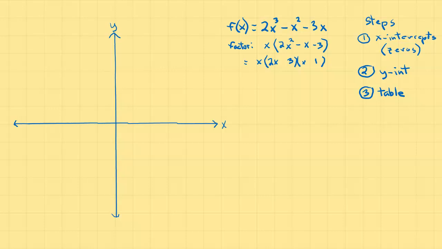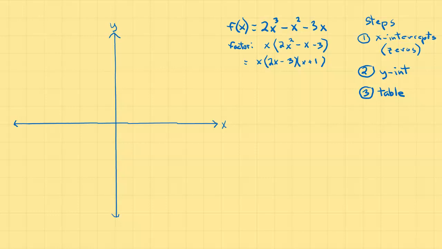So one of these has to be plus, and one of these has to be minus. So it turns out that the factors look like this. Okay, so we did it. We factored the polynomial 2x cubed minus x squared minus 3x.